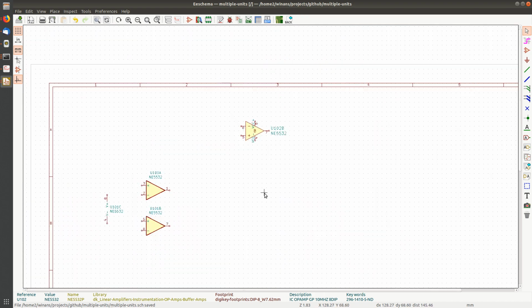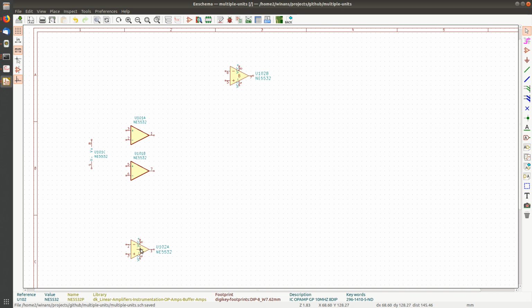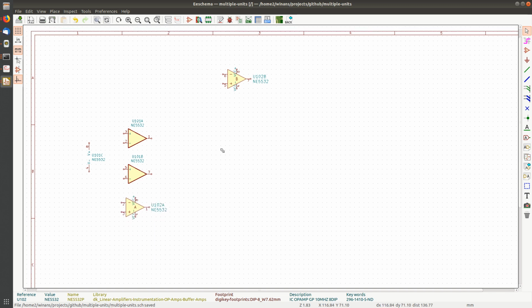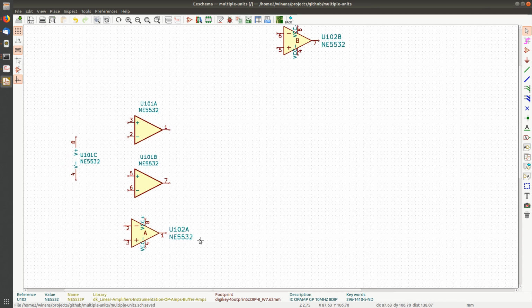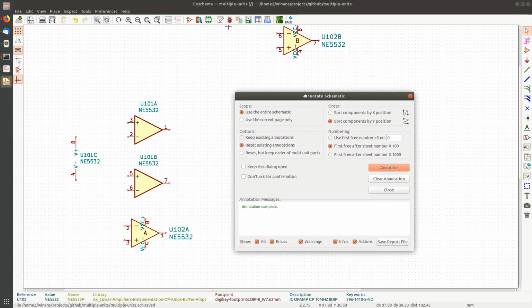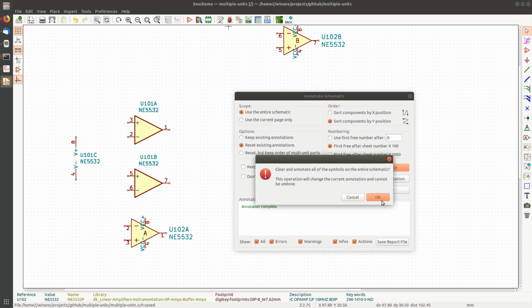If I do a reset and re-annotate, let's move these closer together so it's easier to see what's going on. Okay, so what do we got up here? I moved the B up here and the A down there. This is U102B and 101B and A and C over there. All right, let's do the full reset and re-annotate now. Let's see what happens here.